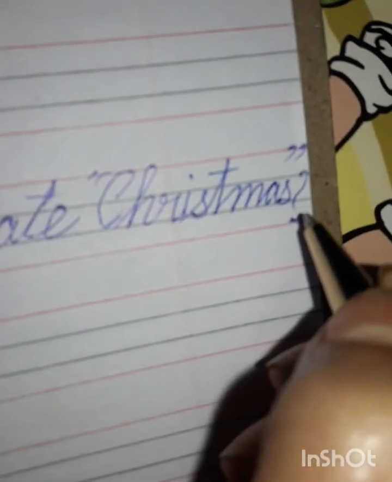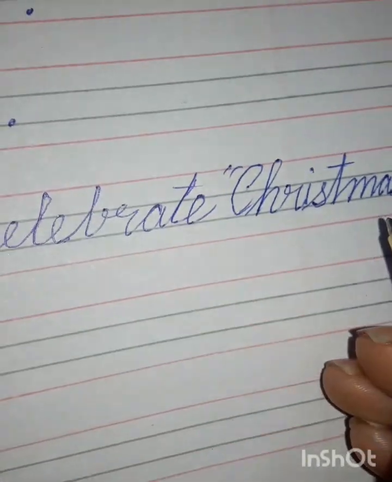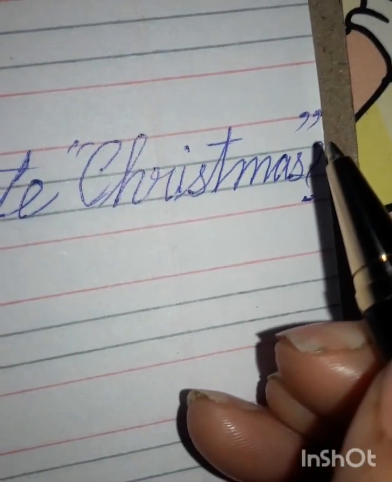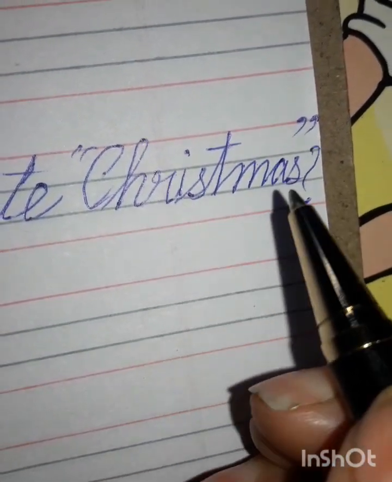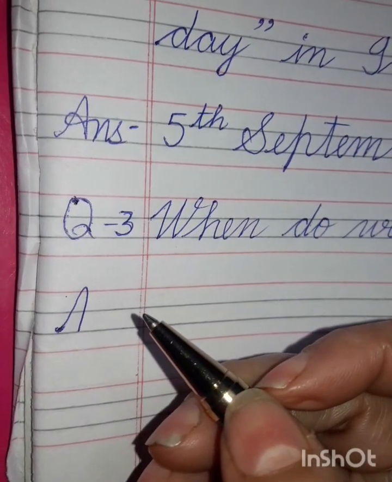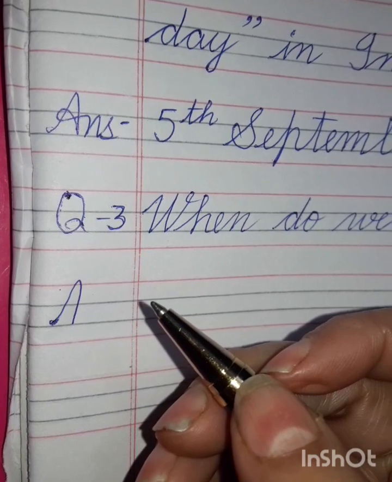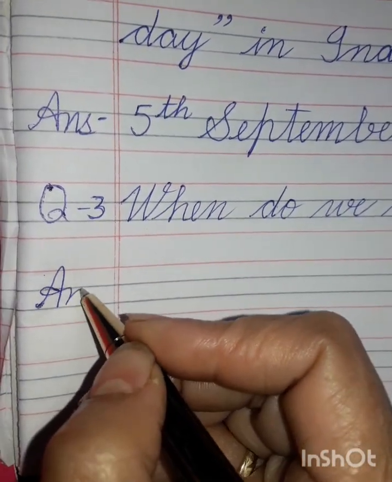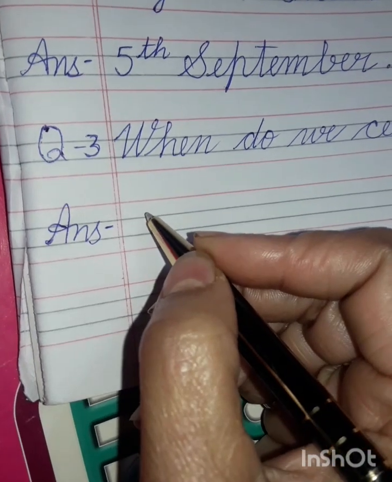There was very little space, so I have written it like this. You can also try, or you can write in the second line. I have not written in the second line. I have written here only. So you have to close the inverted comma like this after writing Christmas. The answer is, children, you know that we celebrated Christmas last month, in December. So write ANS, answer. Now write down the answer.